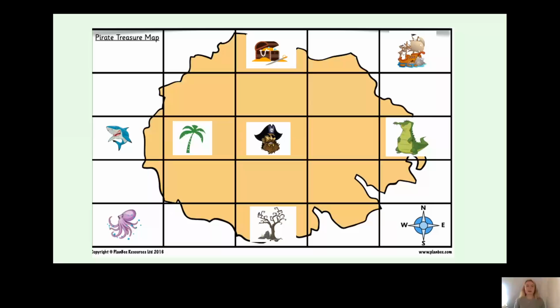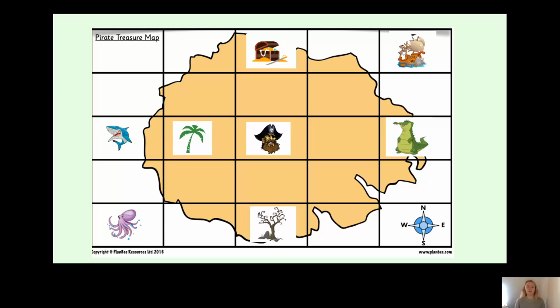Okay, here we have a pirate treasure map. What can you see on my pirate treasure map? Well, we can have a ship, we have a crocodile, a treasure chest, a pirate, a tree. We also have a palm tree, a shark, and an octopus. Now, we're going to use this map to practice our directional language.